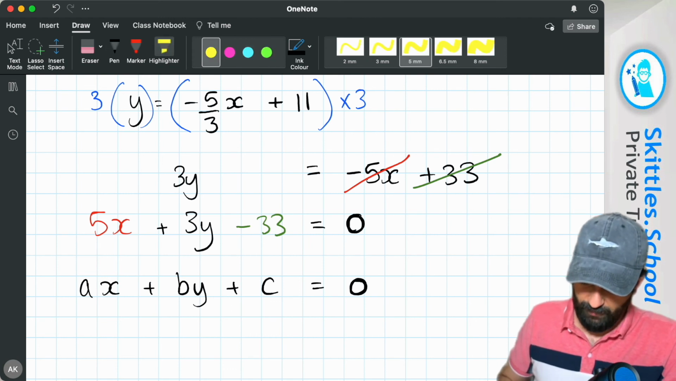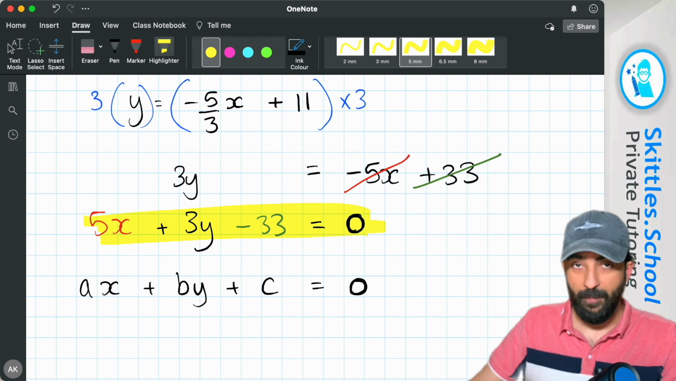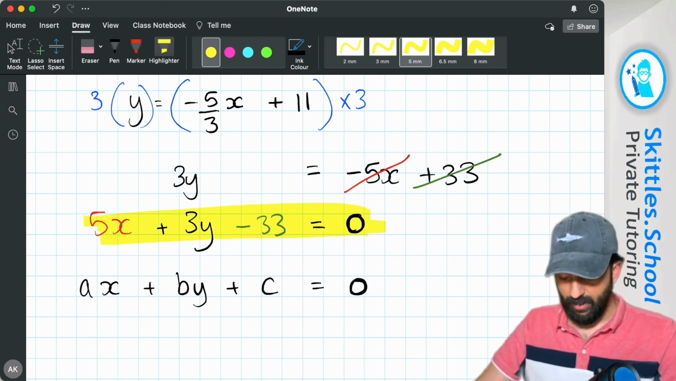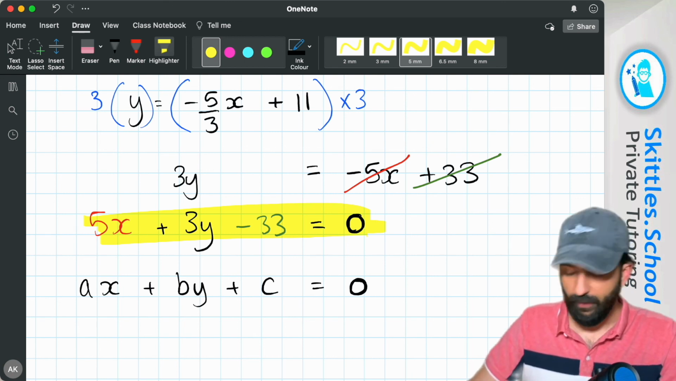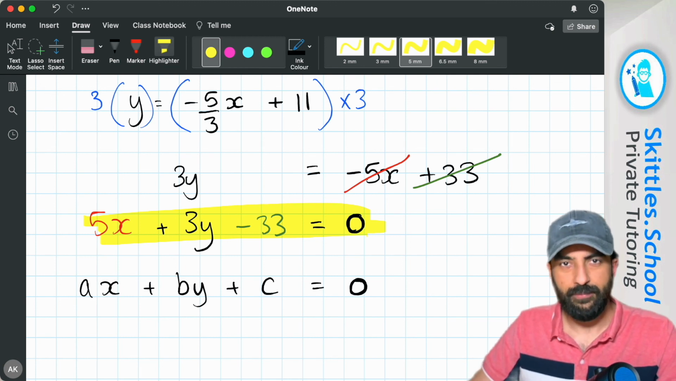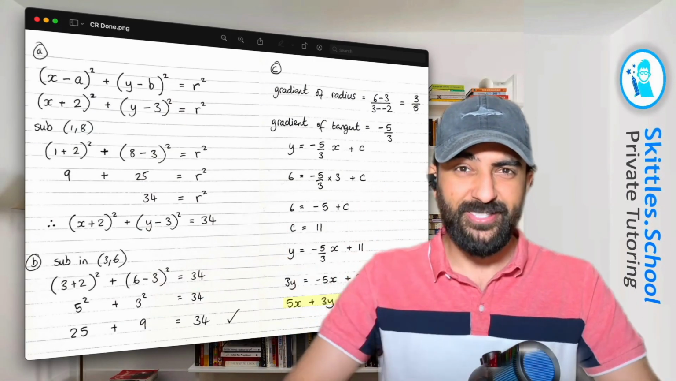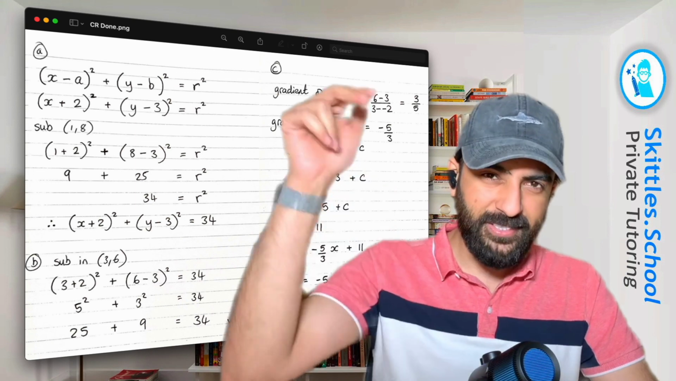And there we have it. We've made it in the correct form. It's now in the form ax, 5x, plus by, 3y, minus 33, which is the c. And they're all integers, they're all whole numbers. And there it is. It really is that easy. 10 marks in the bag.